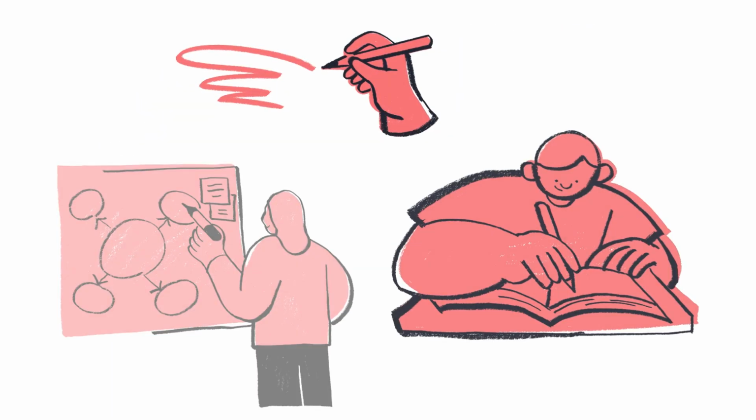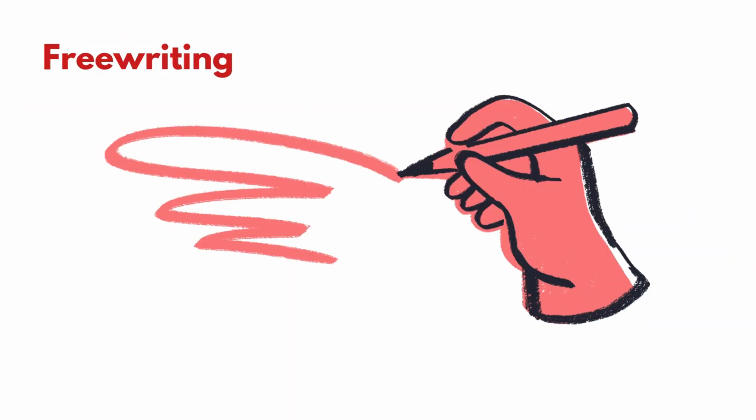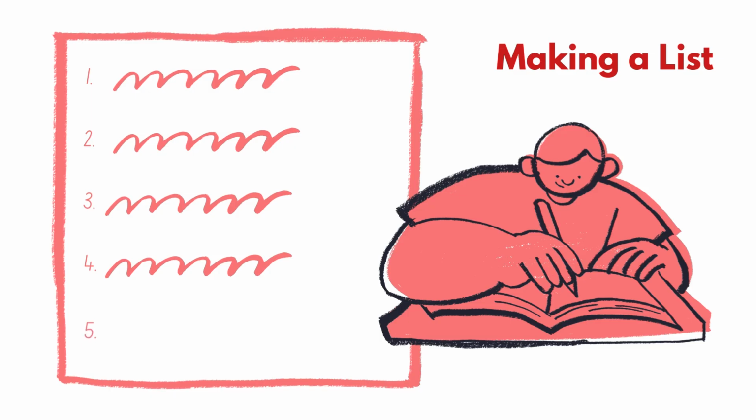There are many different methods of brainstorming to choose from. With free writing, it's all about getting ideas on paper. Write down whatever comes to mind, and don't worry too much about quality. Or, if you like a more organized approach, try making a list. Write down some of the ideas you've discussed in class and list as many topics as you can think of.